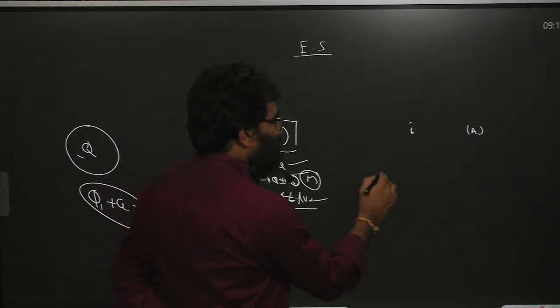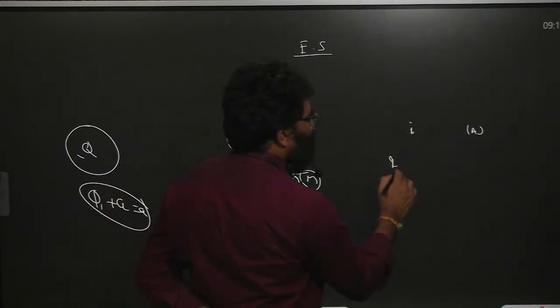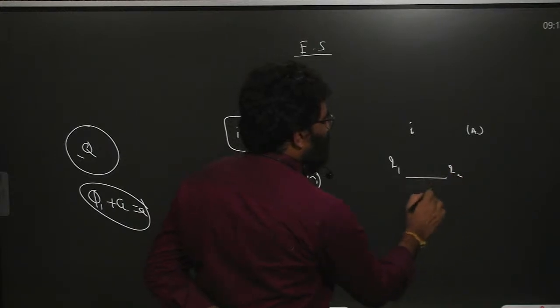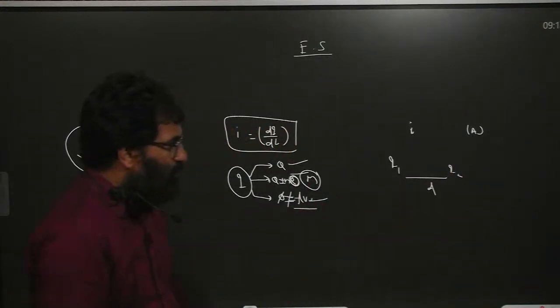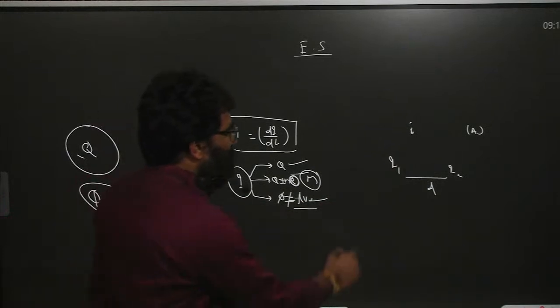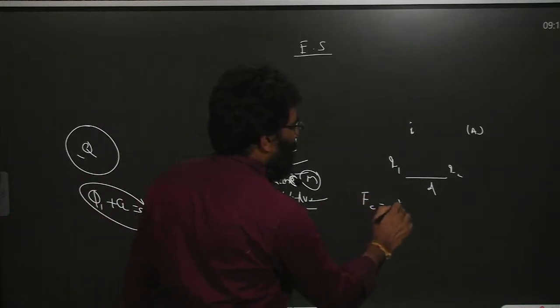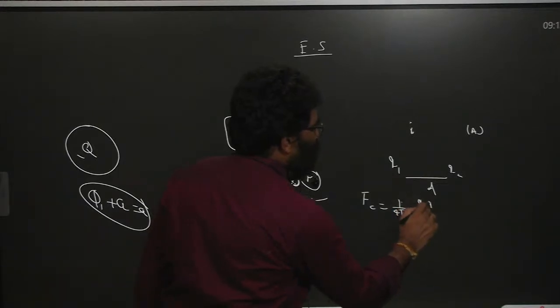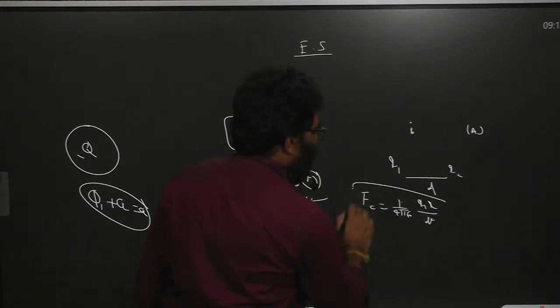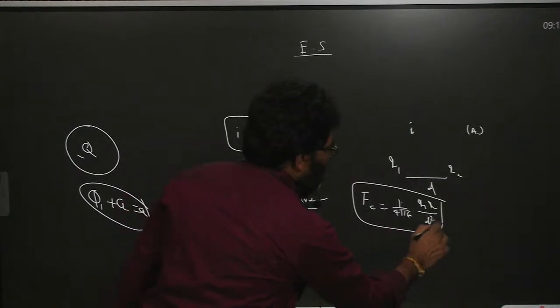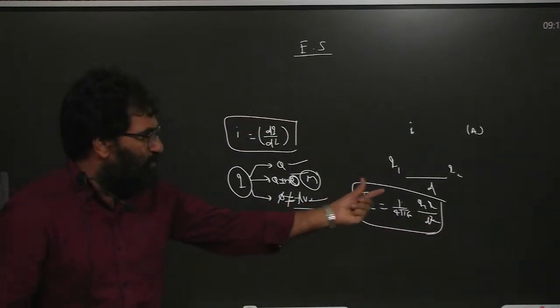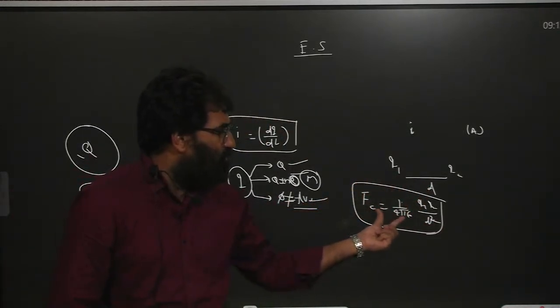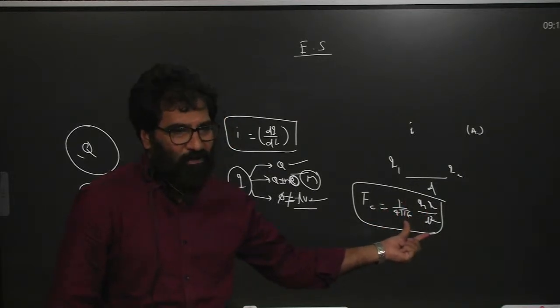Now, in space also, charge creates a field. Take Q1 and Q2 separated by distance d. According to Coulomb's law, the force between them is F equals K, that is 1 by 4 pi epsilon naught, times Q1 Q2 by d square. The force between the two charges separated by distance d is 1 by 4 pi epsilon naught Q1 Q2 by d square.